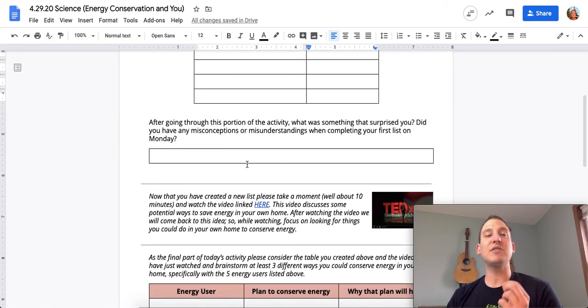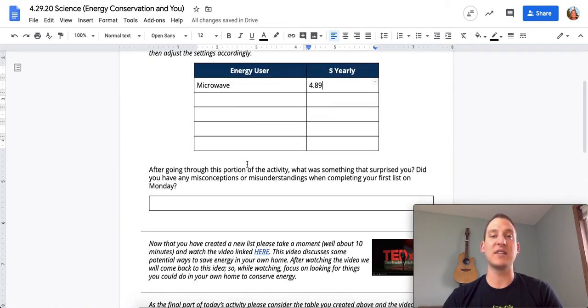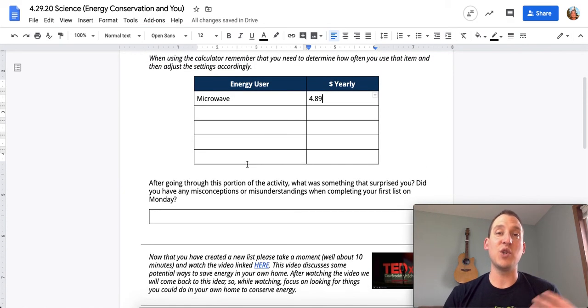And that's that. After going through this portion of the activity, what was something that surprised you? Did you have any misconceptions or misunderstandings when completing this first list? So when you go back and look at that first list and compare it to this list that actually has the dollars yearly spent on that item, did it line up?